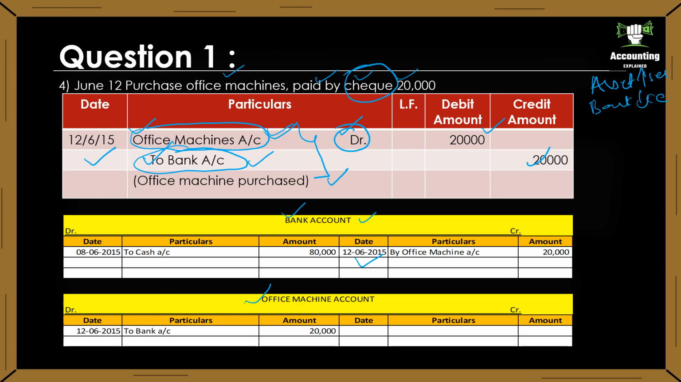12/6/2015, credit means start with "by" office mission account 20,000 rupees. Next you are going to open a new account, office mission account. Opposite of office mission is bank account. What you have done with the bank account here, you have credited it. So on 12th June 2015 in the office mission account you are going to debit the bank account. So debit means start with "to" bank account 20,000 rupees.